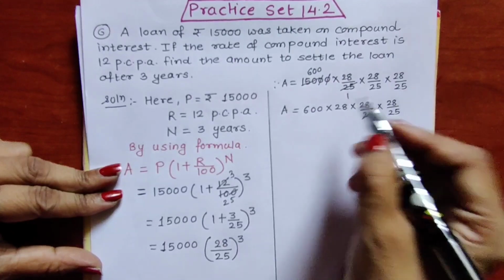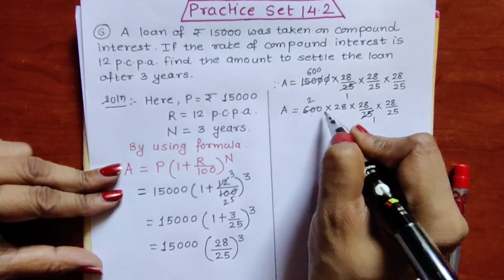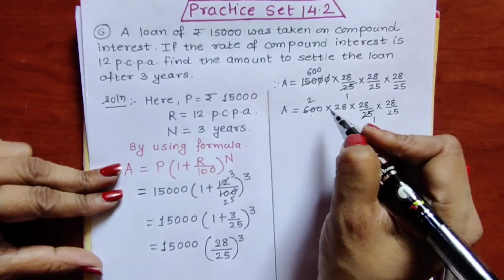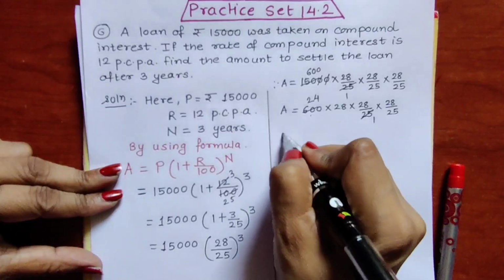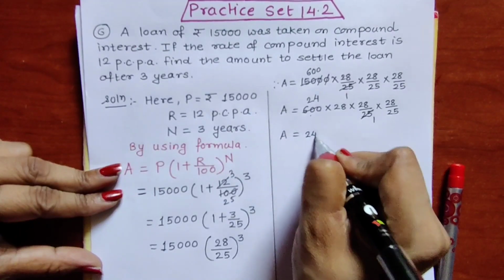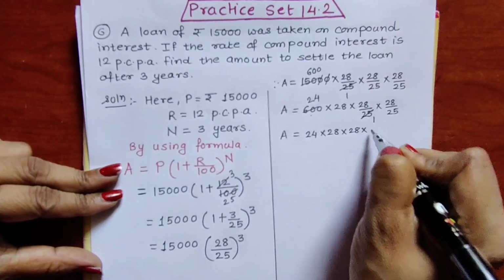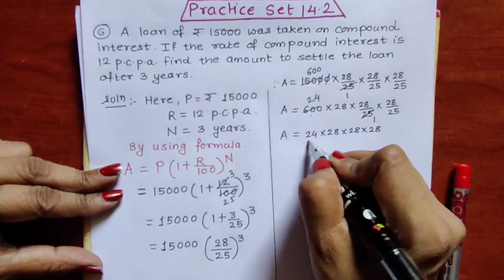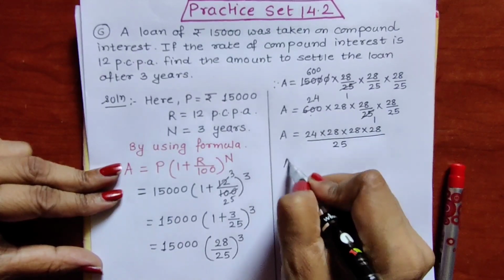Now again we can cancel this 600 by 25. 25 ones are 25, 25 2s are 50. 60 minus 50, 10 remaining, and this 0 means 100. So 25 4s are 100. So we are getting A is equal to 24 into 28 into 28 into 28 upon this 25, which is remaining, that I am going to write in the denominator here.